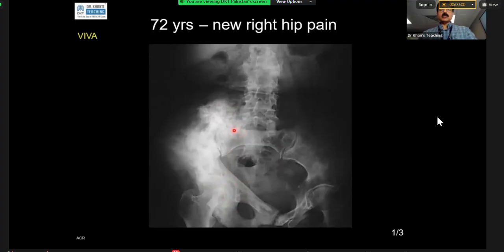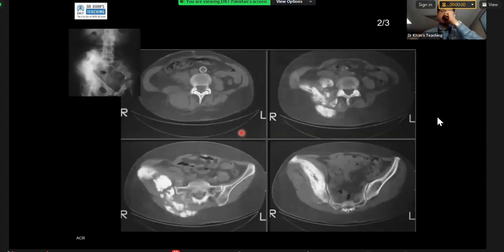Now, if you ask yourself, this is the SI joint, this is the upper portion of the sacrum, the iliac bone. What is this? Compare this versus this. So there is osseous tissue here, which is abnormal osseous tissue. So the candidate did well.